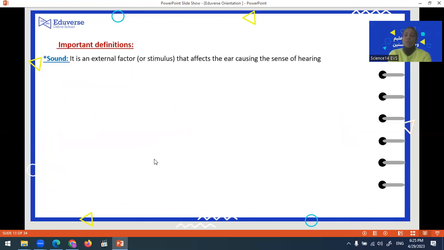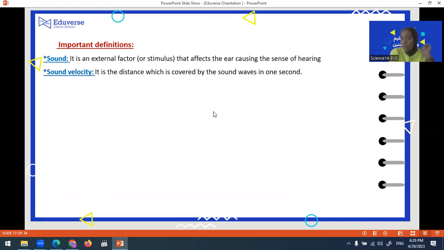Some important definitions about the first lesson in Unit 2, which is sound. What is sound? It is an external factor or stimulus that affects the ear, causing the sense of hearing. Okay, it's all okay. Let's go. Sound velocity. It is the distance which is covered by the sound wave in 1 second.